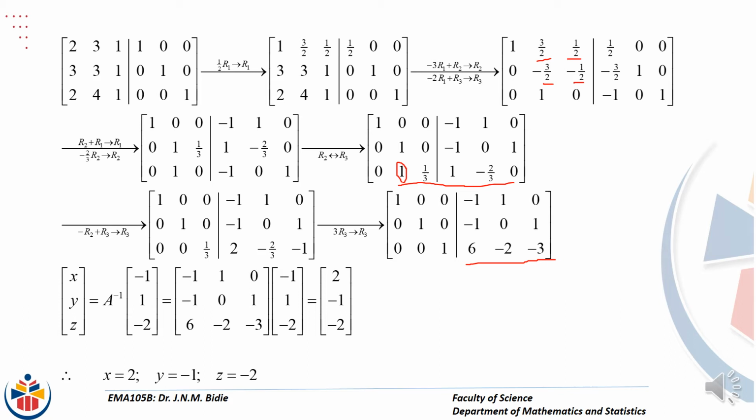We always multiply A inverse to the matrix of constants. So we substitute and then we get 2, -1, and -2. Please check the steps and see whether you're going to get the same answer.